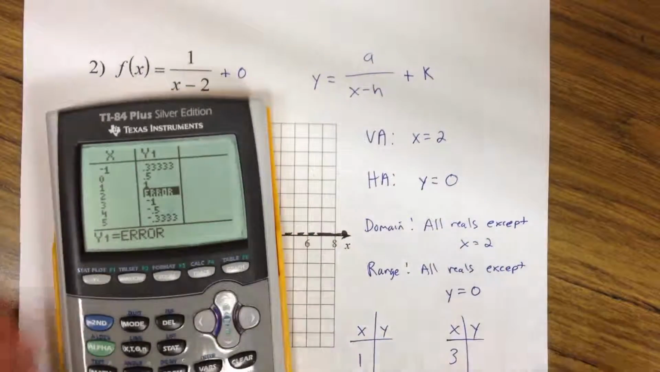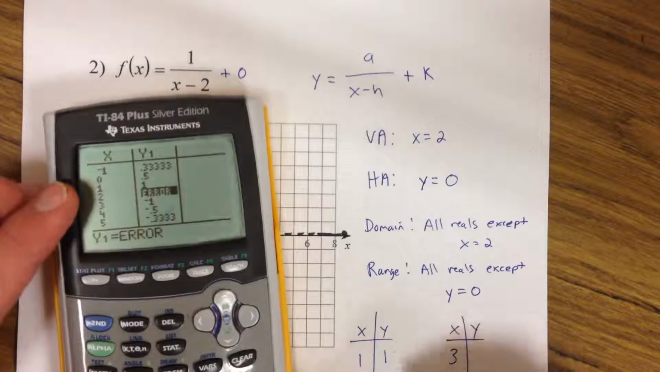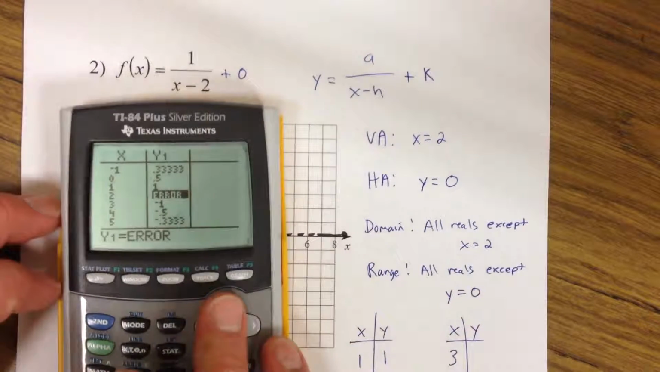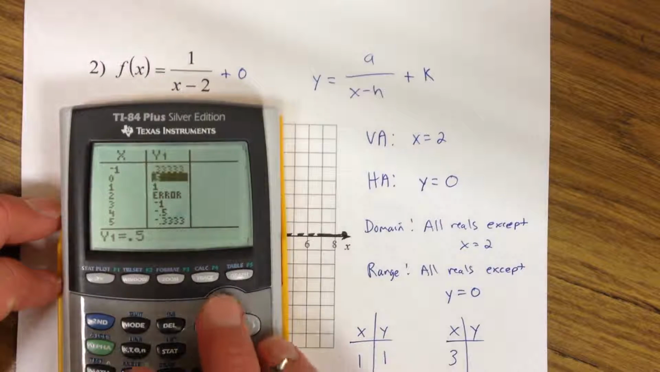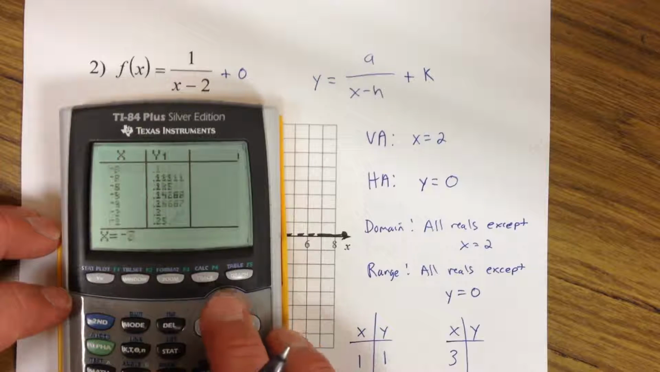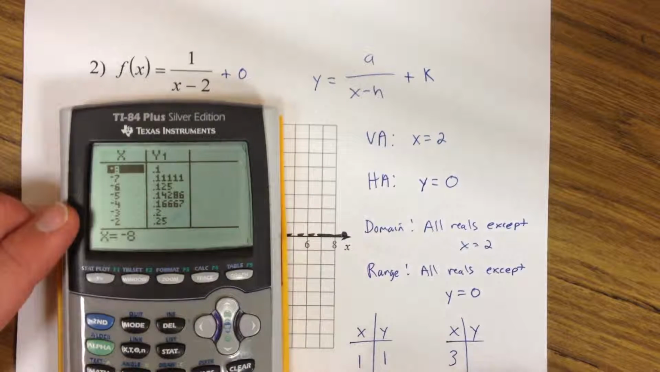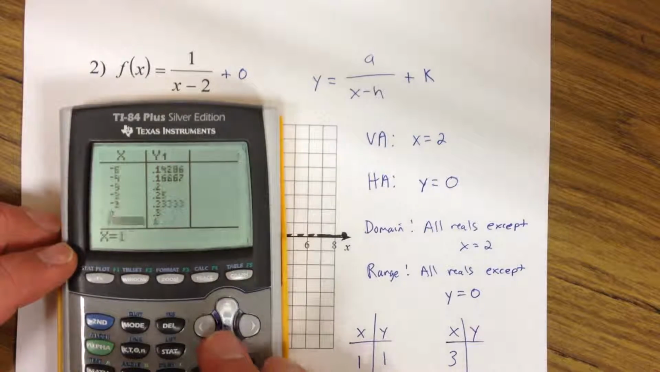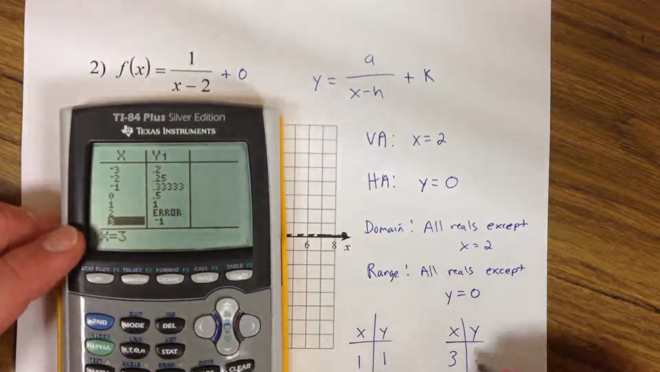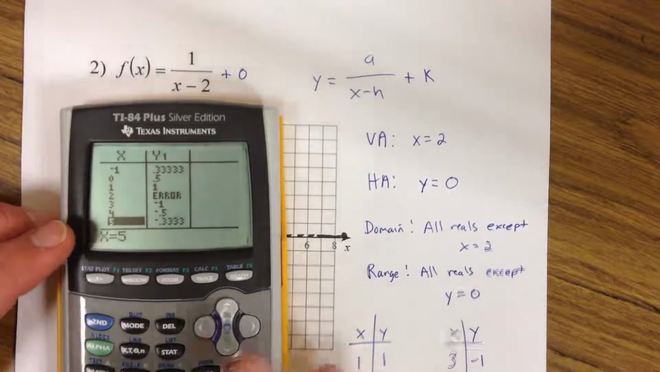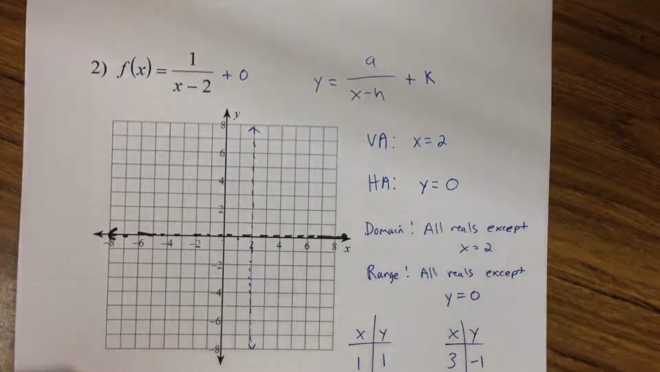Okay, so when I plug in 1, I get 1. Plug in 0, I get 0.5, 0.33, and I gotta go over here. So when I plug in -8, I get 0.1. When I plug in 3, I get -1, -0.5, -0.33.